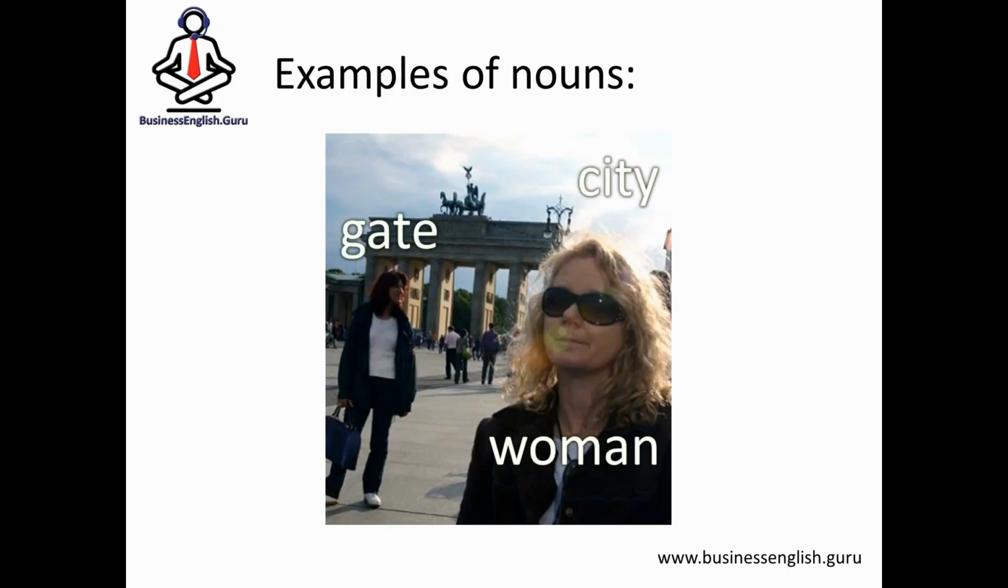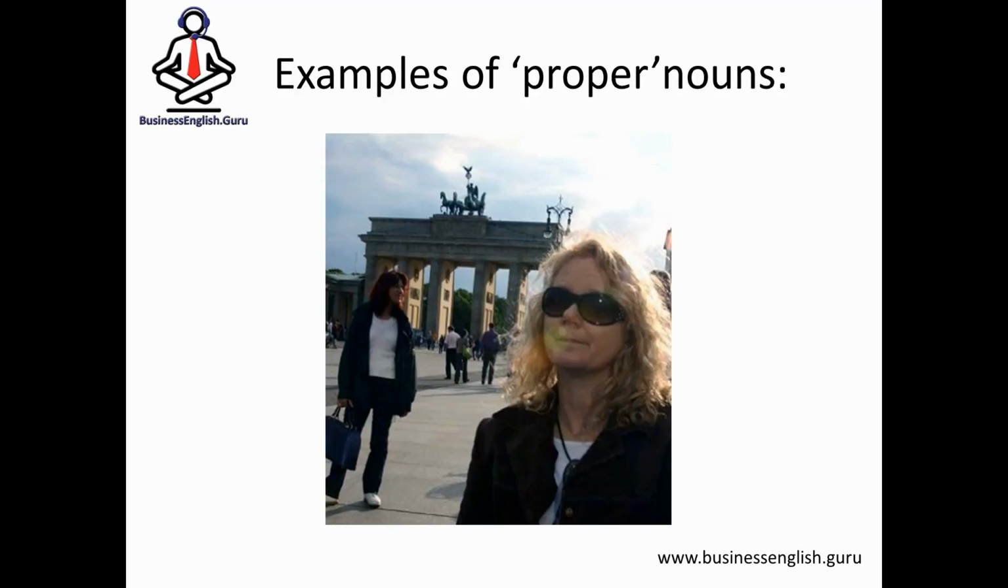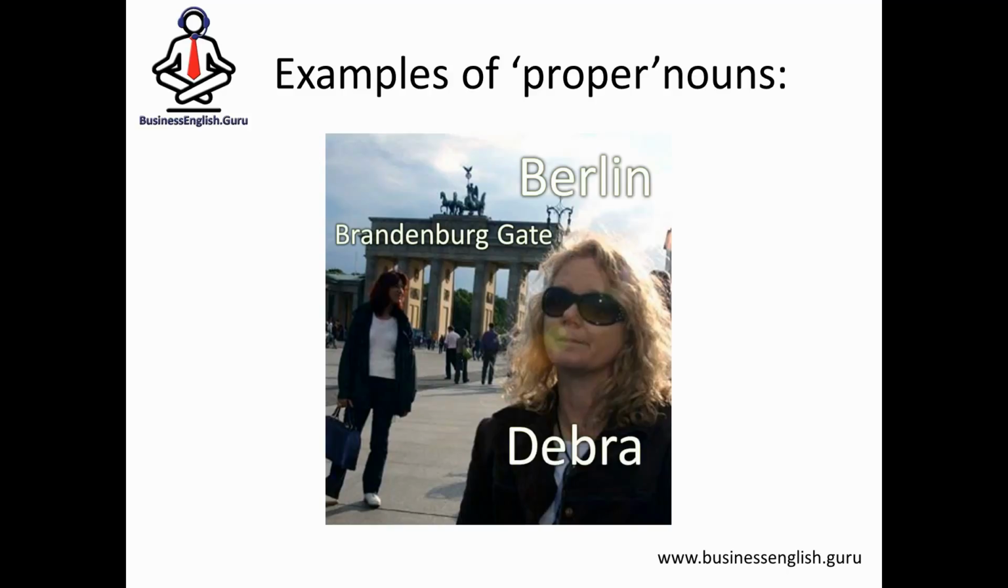Now, when we add formal names to each of these elements, these nouns, we call them proper nouns. The city becomes Berlin, the gate is the Brandenburg Gate, and the woman is, of course, Deborah. Now, I want you to take note that whenever we use proper nouns, we must have a capital letter, a capital B for Berlin, a capital B for Brandenburg, and a capital G for Gate, because Gate is part of the name, Brandenburg Gate. And of course, Deborah has a capital D.